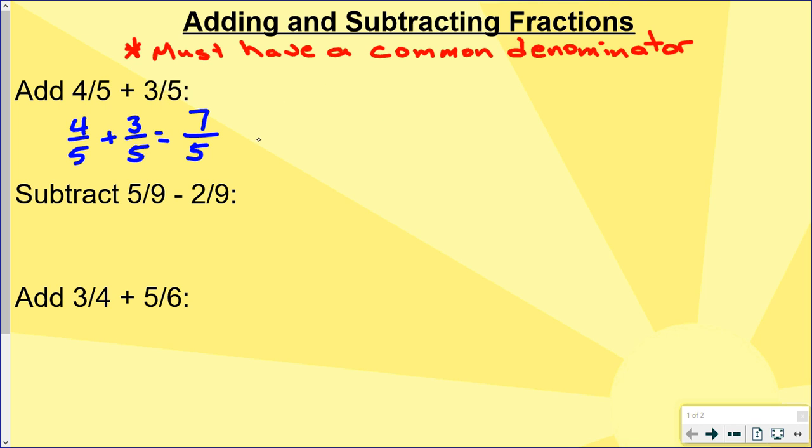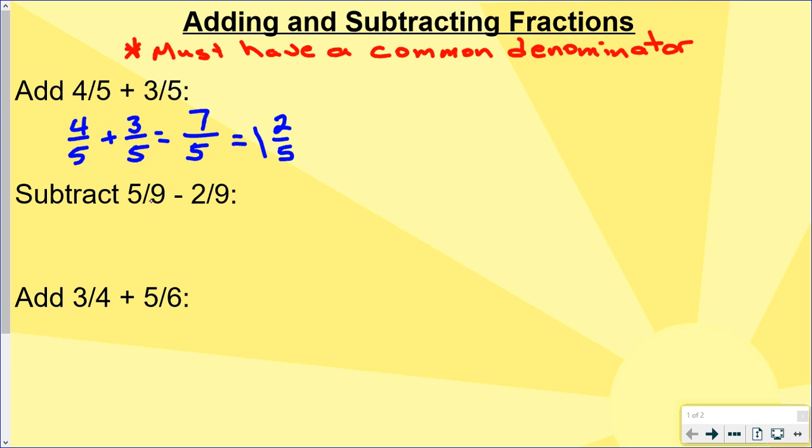Now, unlike in most of your classes, in algebra, we're actually going to leave these as improper fractions most of the time. But if you wanted to change this into a mixed number, remember, an improper fraction, the numerator is greater than the denominator. So to change this into a mixed number, you see how many times does 5 go into 7, which is once. You leave the denominator alone, and in the numerator you put how much is left over, the remainder. So when 5 goes into 7 once, there's 2 remaining. So it'd be 1 2/5.